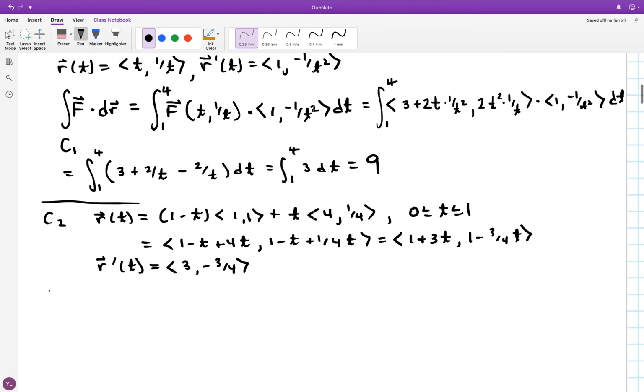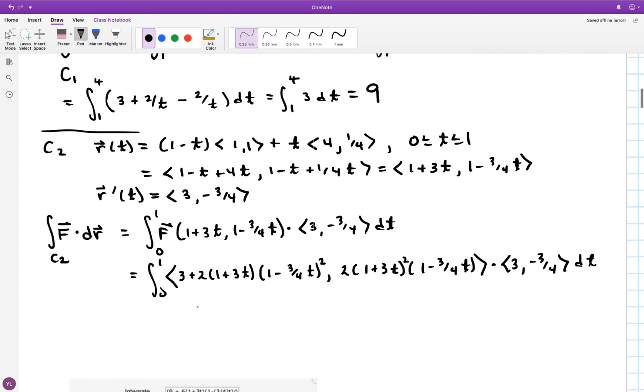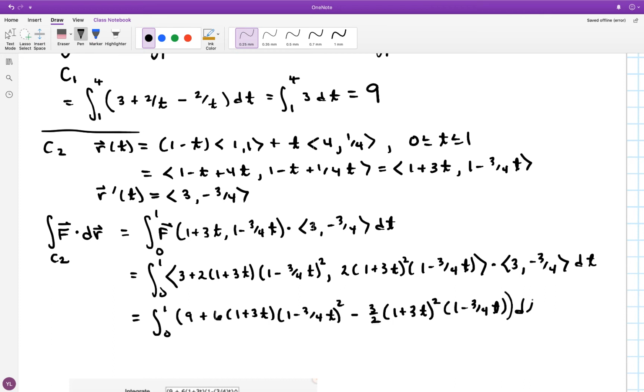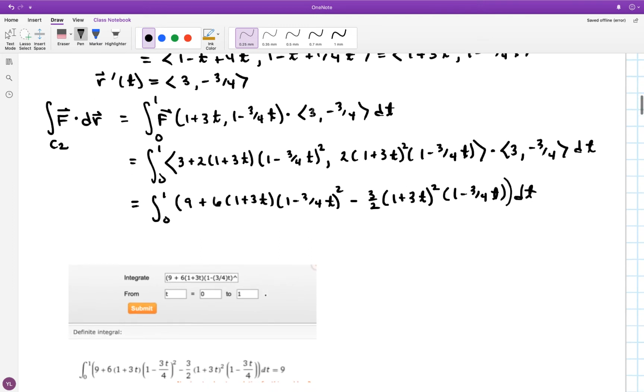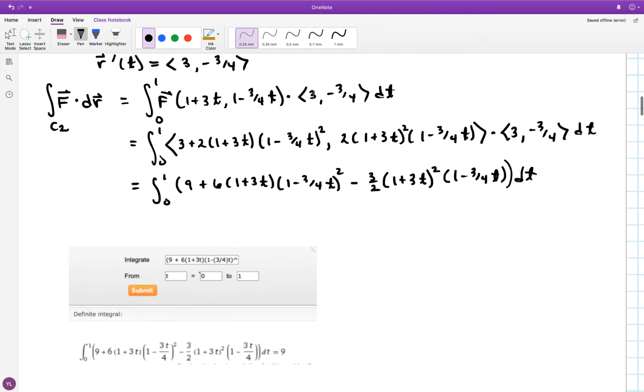Okay, now that I have my parameterization, I'm going to set up the line integral of that same vector field across this C2 curve. A little messier, but let me go ahead and compute the dot product here, and I'll just have an integral in t left to compute. I really don't feel like dealing with all of that, so I went over to Wolfram Alpha and plugged in the integral, and you can check that everything was entered correctly. And look, I got the same answer, I got 9.